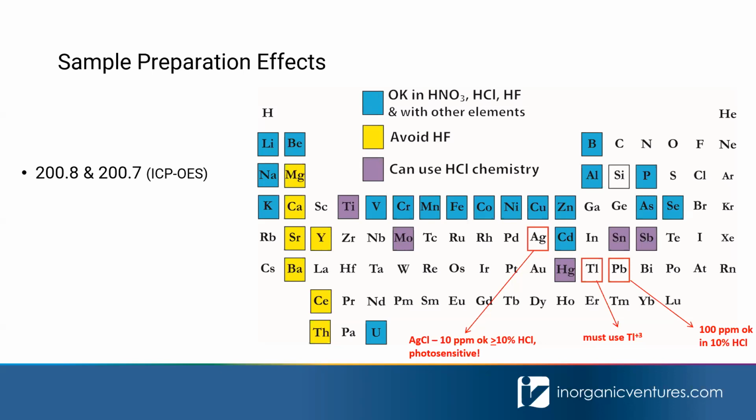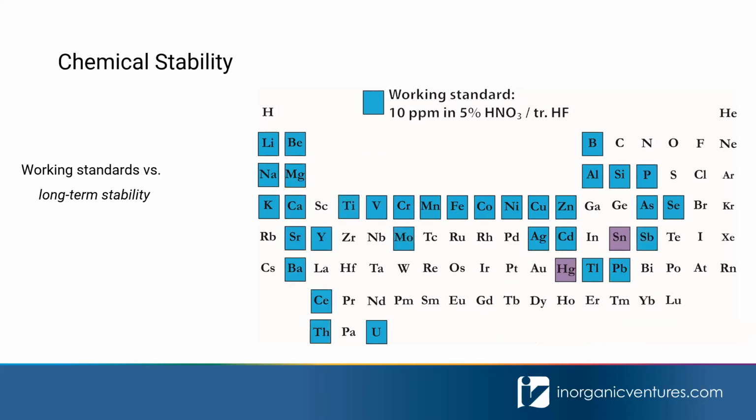And then lead only has a problem with HCl when the concentrations are relatively high. For a mass spec application, that's not generally going to be an issue because you can dilute down to a working level where you're not going to have any problems.